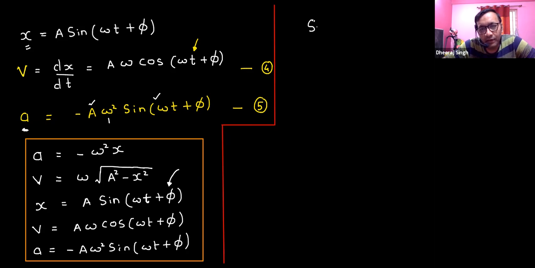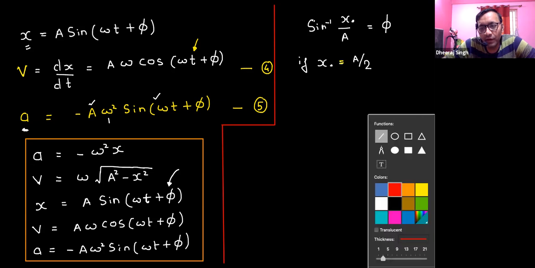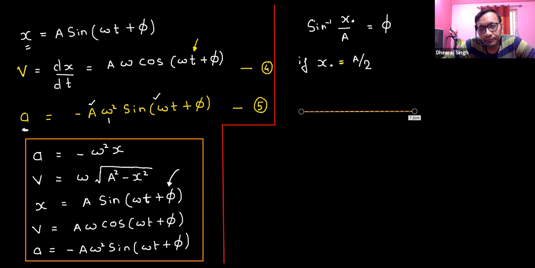So sine inverse of x naught by A is phi. Now suppose if x naught is equal to A by 2, what is the value of phi, everyone? If my SHM starts from x equal to A by 2, from here, okay, so you're saying that sine inverse of half, and this should be equal to pi by 3. Sorry, not pi by 3, pi by 6.